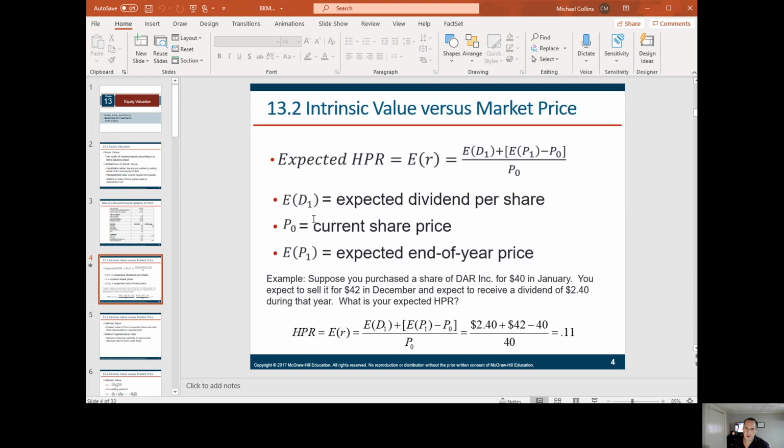Expected holding period return. So how much do you expect to make on the investment? That's a function of the dividends plus the increase in share price. Really simple math formula from that perspective. What did you buy it for? What income did this investment kick off to you? And then what do you sell it for? Right? And that's effectively your return.